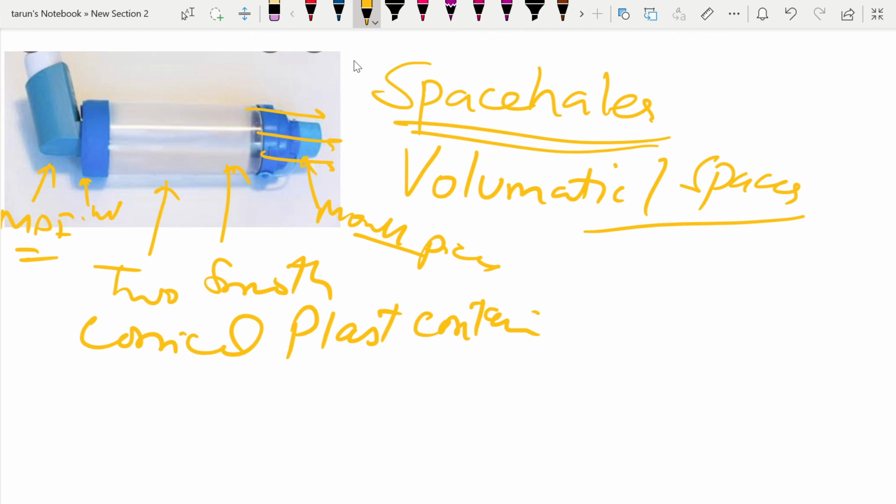This is the inlet. It is also known as a volumetric spacer, already discussed. So it is made up of two smooth conical plastic containers.